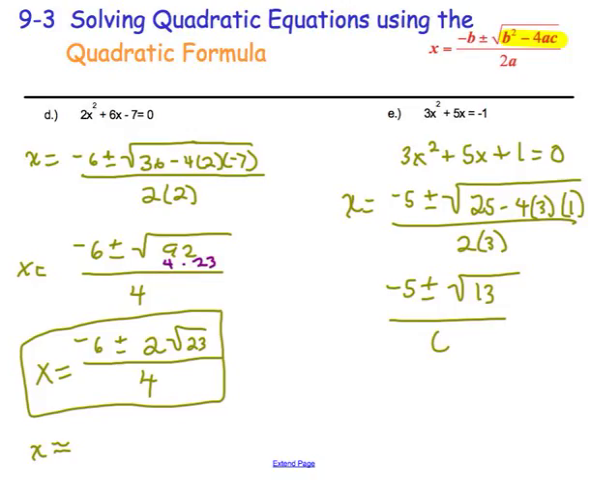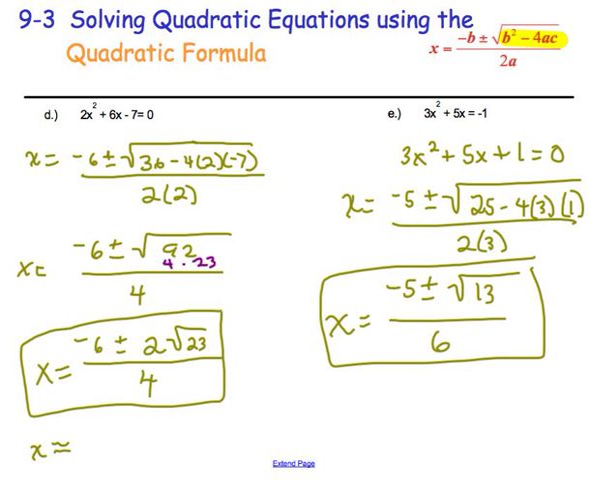And that's over 6. Again, you can't simplify the root of 13. So this is our answer, unless it asks for you to round the answer to the nearest hundredth or thousandth or something. Then we would actually take out our calculator and compute the two answers in the calculator. That's that. One more example in the next problem.